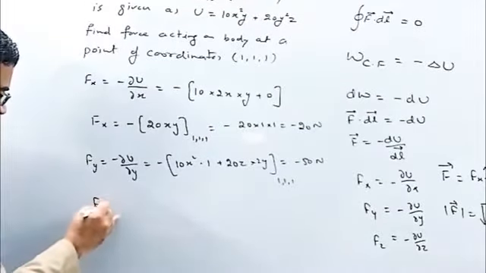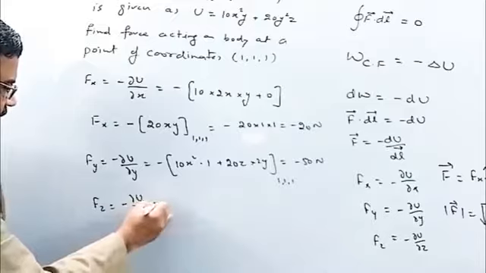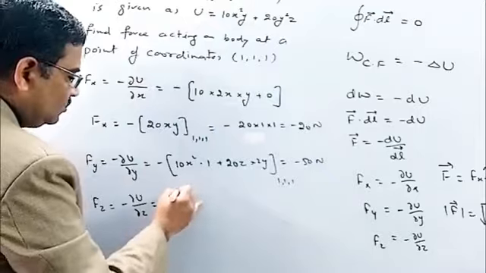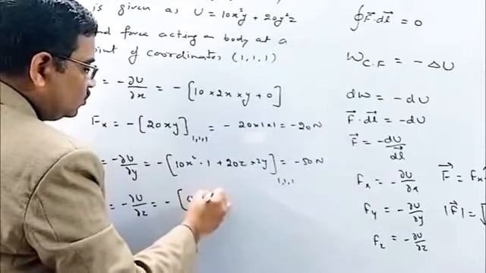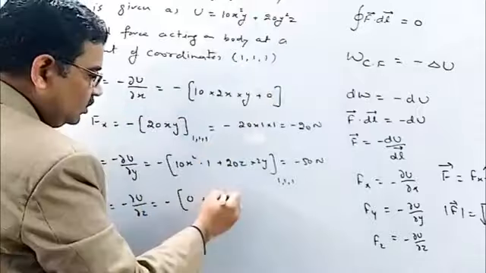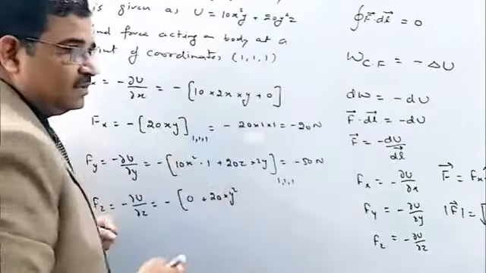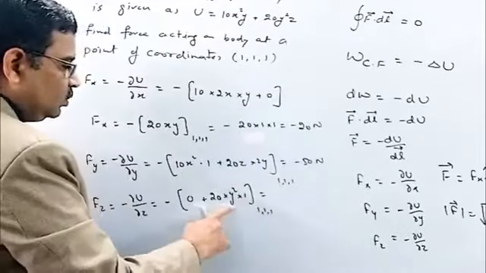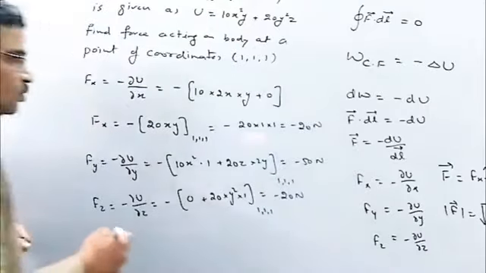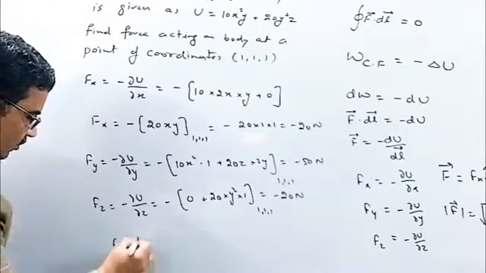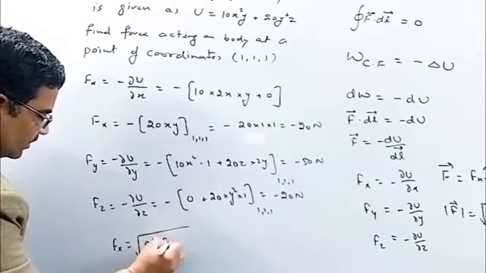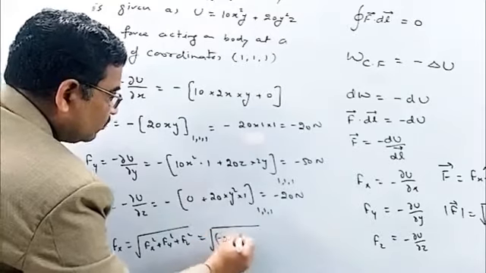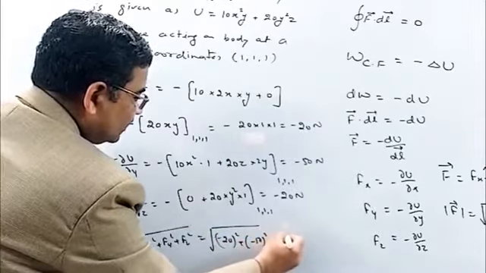And similarly, when I get Fz, it is minus del U by del z. Now I will take x and y as constant, so this whole first term will become constant, so its differentiation is 0, and this becomes plus 20, because y square is a constant term, so it should be written as it is, and the differentiation of z with respect to z will be 1. So now I will put 1, 1, 1, and this will become 20, so it is minus 20 Newton. And so the total force acting on the body is under root of Fx square plus Fy square plus Fz square, and that becomes under root of minus 20 square plus minus 50 square plus minus 20 square.